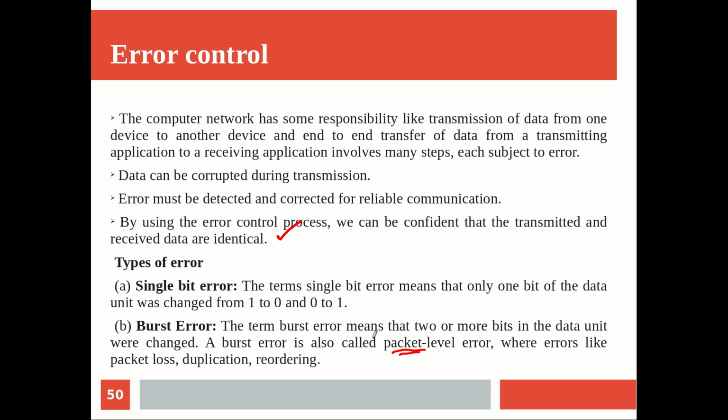So packet level error means that in a particular packet there will be a number of bits. If a single bit is errored, we call it a single bit error. But if instead of a single bit, a number of bits were changed, then it is very difficult for us to locate. For a single bit error we can try detecting the error as well as correcting it, because only one bit position you have to trace.